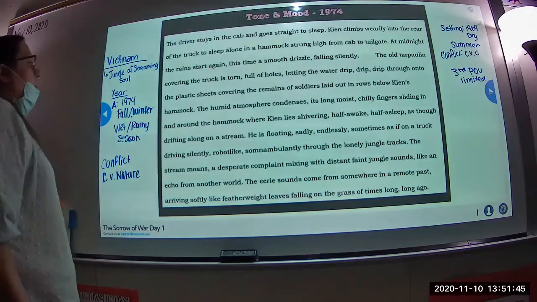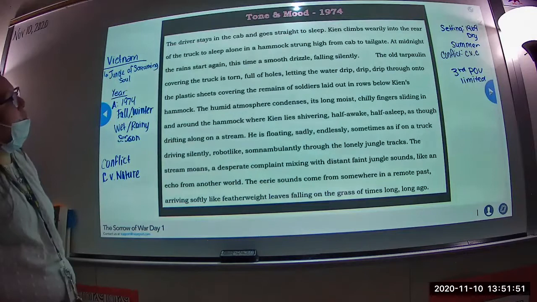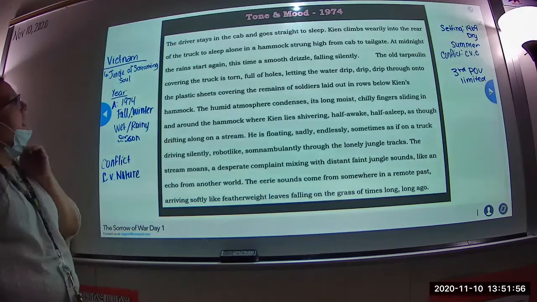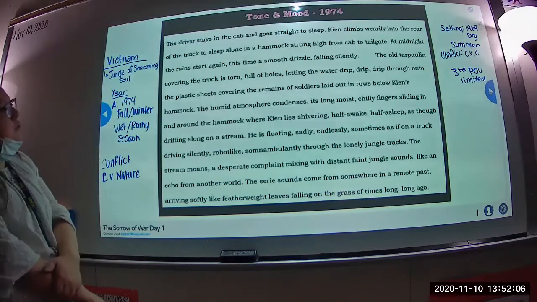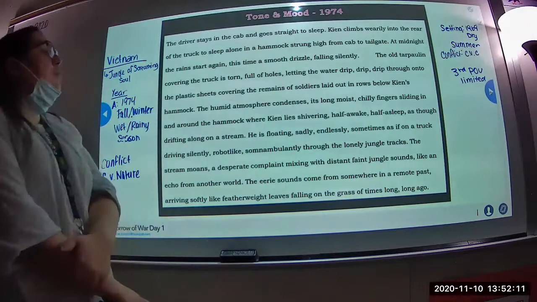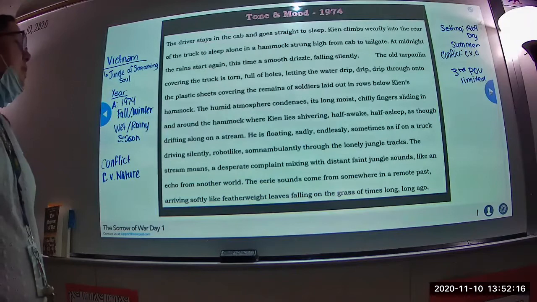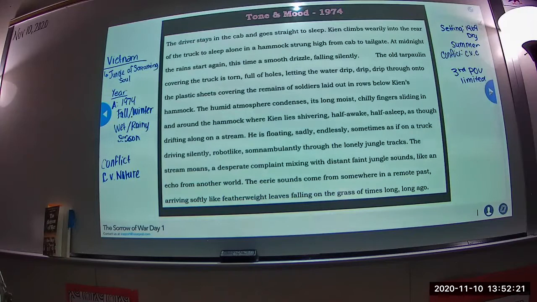The driver stays in the cab and goes straight to sleep. Kine climbs wearily in the rear of the truck to sleep alone in a hammock strung high from cab to tailgate. At midnight, the rain starts again, this time a smooth drizzle falling silently. The old terrapin covers the truck, is torn full of holes, letting the water drip, drip, drip through onto those plastic sheets, covering the remains of soldiers laid out in rows below Kine's hammock. The human atmosphere condenses, its long, moist, chilly fingers sliding in and around the hammock where Kine lies shivering, half awake, half asleep, as though drifting along a stream. He is floating, sadly, endlessly, sometimes as if on a truck driving silently, robot-like, somnambulantly, through the lonely jungle tracks.